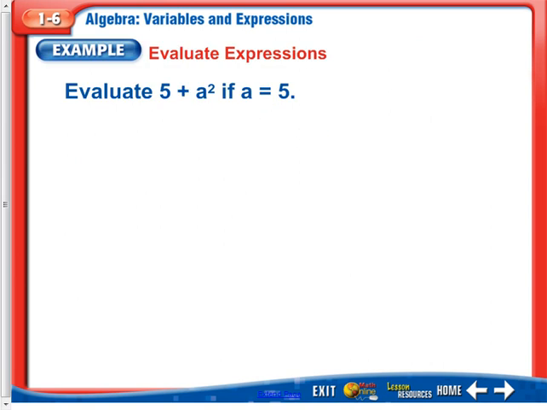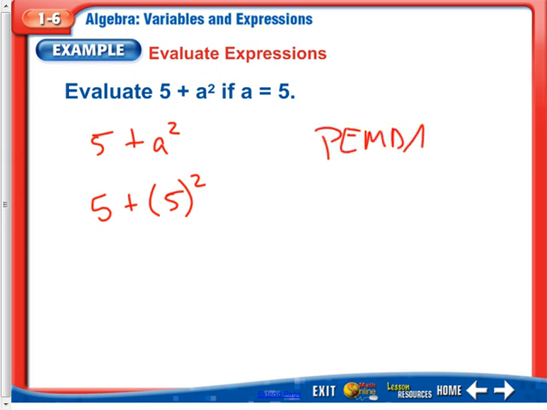All right, so let's copy the expression. We go 5 plus a squared. Okay, then we substitute 5 plus 5 squared because a is 5. Now, PEMDAS tells us to do exponents before anything else, okay? We don't have anything to do inside the parentheses, so we go right to the exponents.